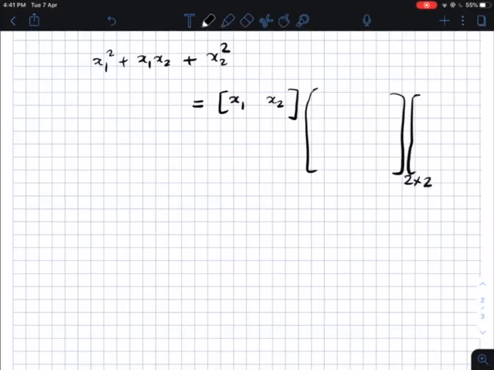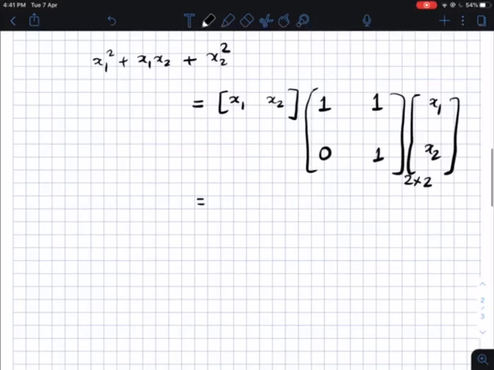Then I'm going to write the column vector x1, x2. Let me fill in these entries as 1, 1, 1, 0. You will see why we are filling up the entries like this in a minute. By expanding this out, you will actually get this quadratic form over here. It's very easy to check.